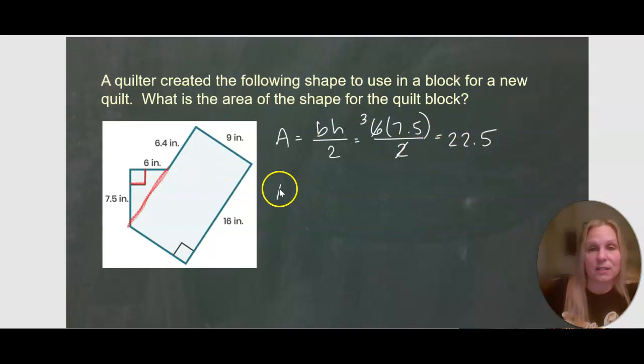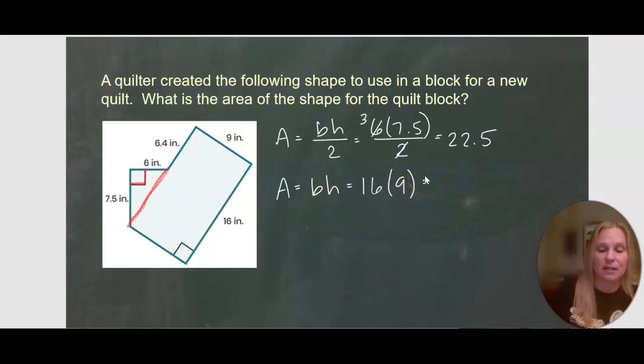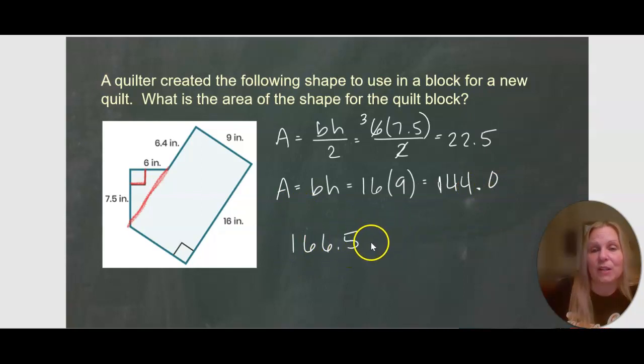Now the rectangle is easy, right? It's very clear what my base and height are. Base is 16, height is 9. 16 times 9 is 144. I feel like I should have known that one. And then I'm going to add these two together. You're going to use your calculator, but if you were doing this by hand, don't forget to line up the decimal points, right? So that would be 166.5, and we are measuring in square inches.